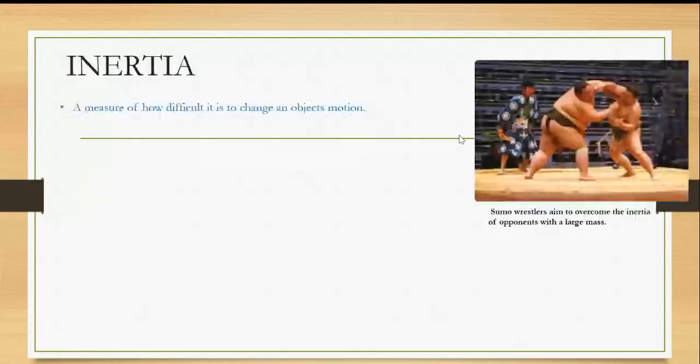So let's get into inertia. It's a measurement of how difficult it is to change the motion of an object. Okay, so if it's motionless, if it's stationary, then an object with a large amount of inertia wants to stay stationary. So it's going to take a larger amount of force in order to overcome that inertia. Okay, an object with a little bit of inertia is only going to take a little bit more force than that inertia in order to make that object move.